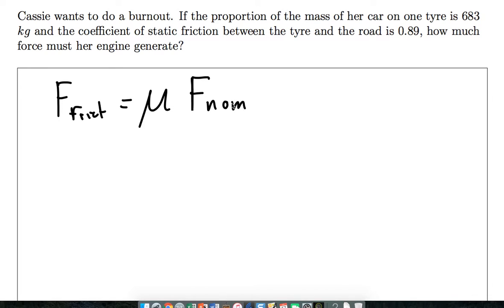The normal force in this case is the force acting downward on the tyre. So I'll draw my diagram, but I'm just going to draw the tyre rather than a whole car. The force acting downward on the tyre is, well, we don't know yet. The mass acting downward is 683 kilograms.